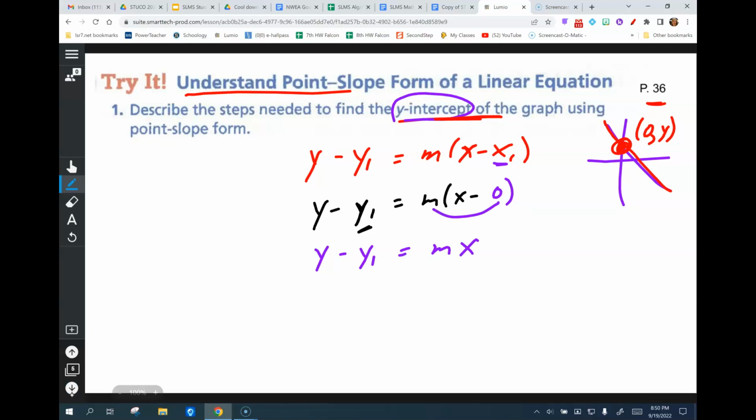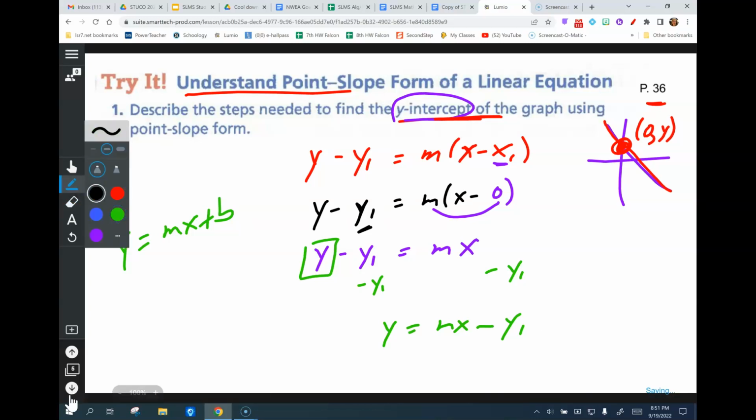And I can get this into slope-intercept form by doing my literal equations. And what I'm going for here is that I want to get this y by itself, because slope-intercept is y equals mx plus b. Okay, so I could find out what that would be. I would subtract y sub 1 from both sides, and I would have y is equal to mx minus y sub 1. So that would give me what my y-intercept is. Right here, y sub 1. Okay? Kind of an abstract idea. Don't worry about it too much.